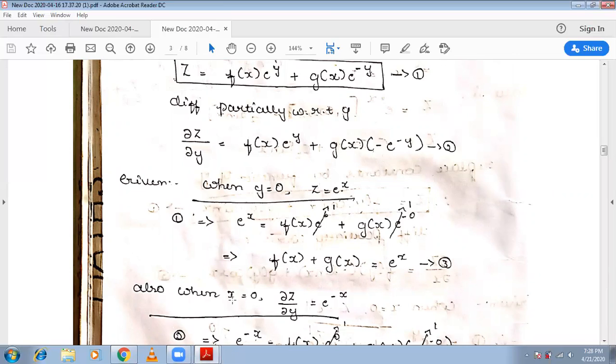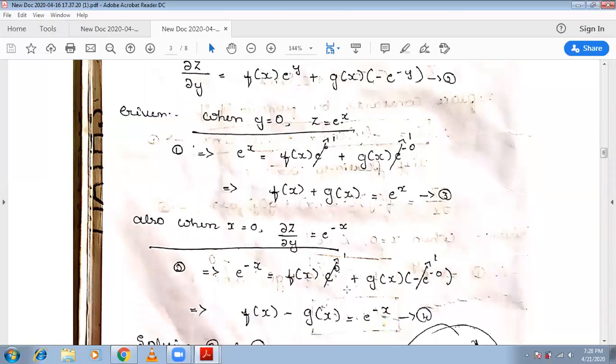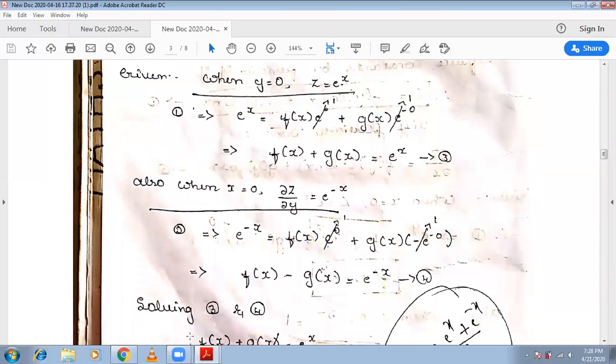Next set of initial conditions are y is equal to 0 and del z by del y is equal to e power minus x. Equation 2 becomes e power minus x is equal to f of x into e power 0 plus g of x into e power 0, value 1. So plus f of x minus g of x is equal to e power minus x. Call it equation 4.